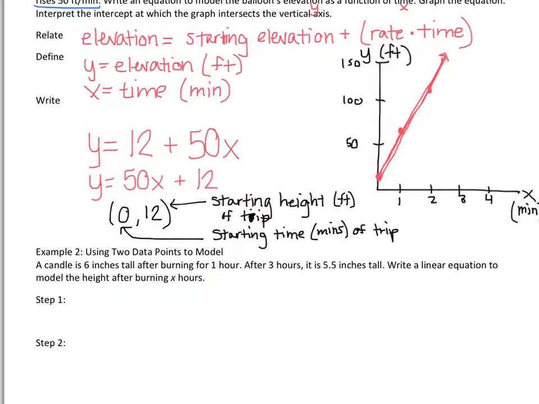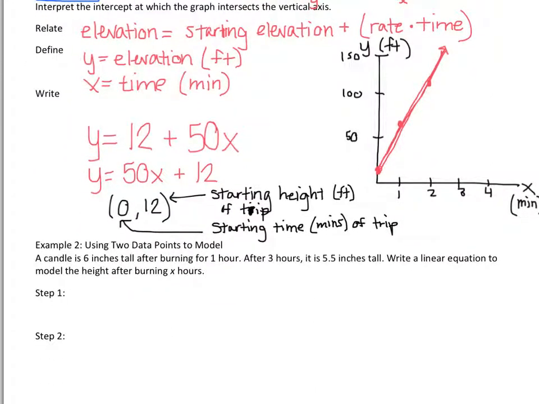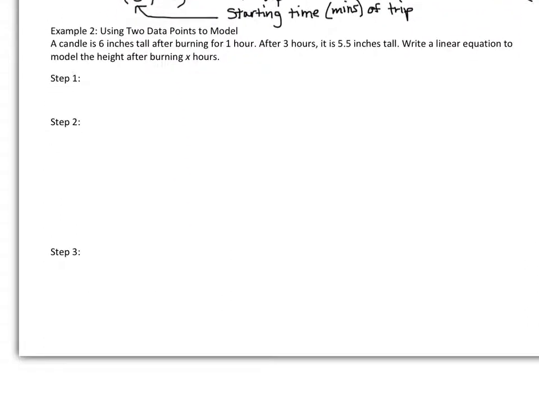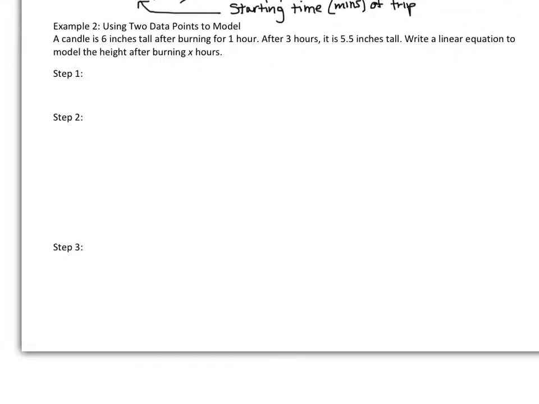It's real confusing. All right, any questions over the hot air balloon question? No? All right, let's deal with the next one, which talks about a candle. A candle is 6 inches tall after burning for 1 hour. After 3 hours, it's 5.5 inches tall. So it only lost half an inch in 2 hours.